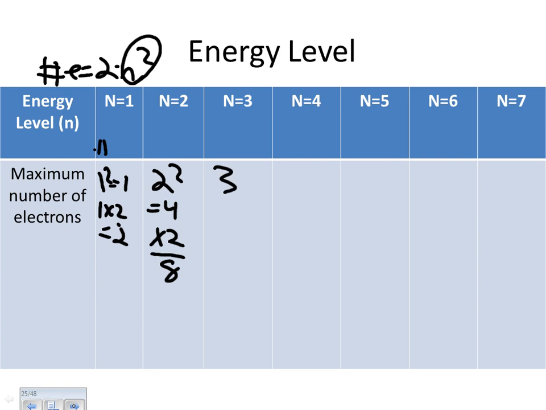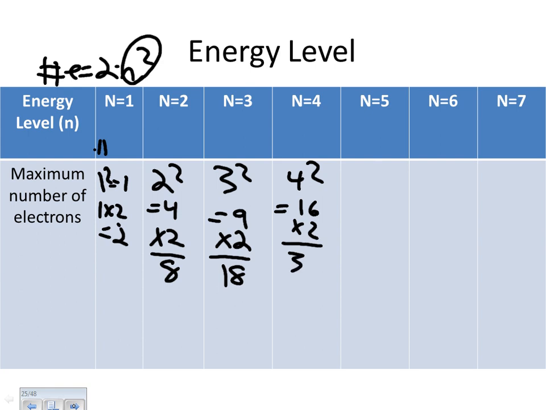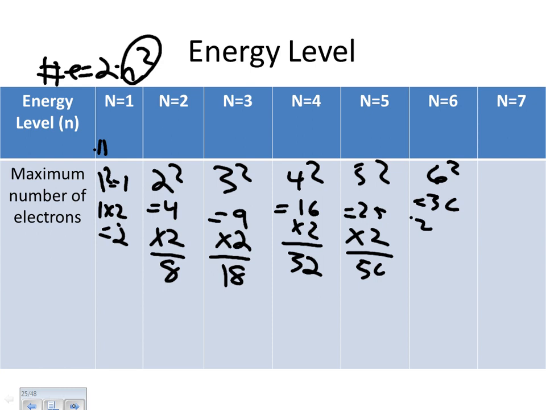And you can keep on going. 3 squared equals 9, times 2 equals 18. 4 squared equals 16, times 2 equals 32. 5 squared equals 25, times 2 equals 50. 6 squared equals 36, times 2 equals 72. 7 squared equals 49, times 2 equals 98. So you can see as we jump from energy level to energy level, we're definitely getting a lot more electrons involved in this process.